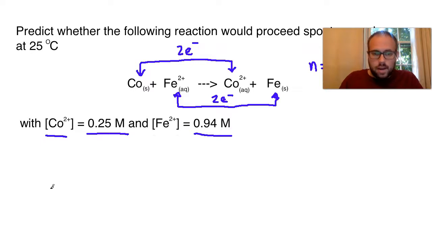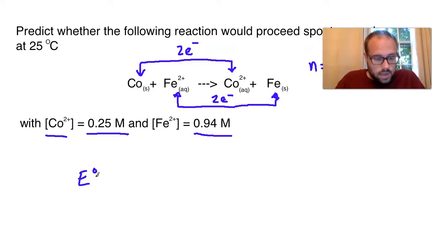I have to set up Ecell equal to Ecell not, the standard Ecell, with the rest of this equation. So I'm going to need to find the Ecell standard from the charts for this reaction, assuming that it was at standard condition. Then I can solve for the concentrations where it's not at standard condition. Right? So I'm going to need 2 values from my chart.